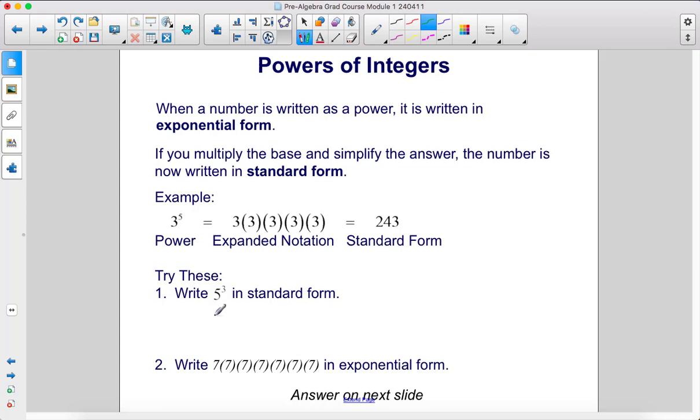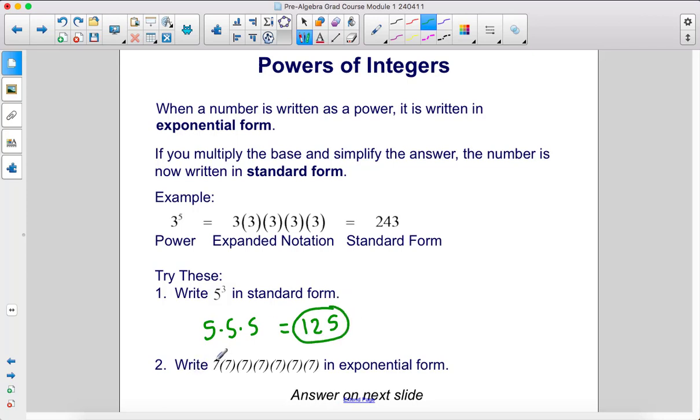Try these. Write 5 to the 3rd in standard form. So 5 to the 3rd is 5 times 5 times 5. So 5 times 5 is 25, times 5 equals 125.